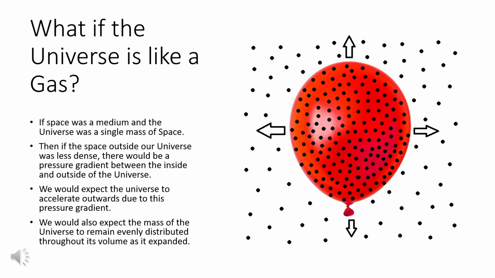If our universe was a single mass of space, and the mass and space in our universe was equally distributed, and there was space outside our universe, which was at a lower pressure gradient than the space inside our universe, then we would have a pressure gradient between the inside and outside of our universe. There would be an active force causing the universe to expand outwards as the space inside our universe tried to redistribute and form a new equilibrium with the space outside our universe.